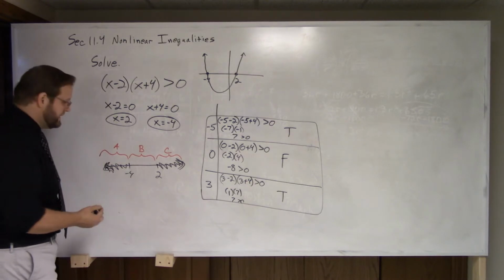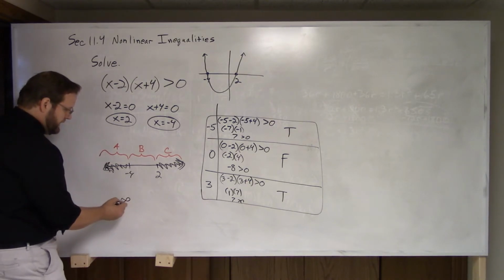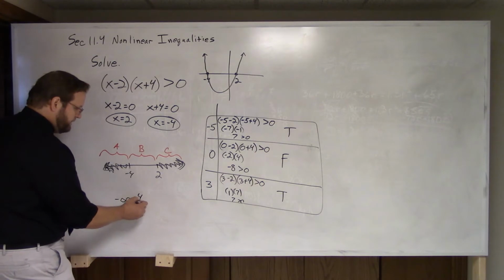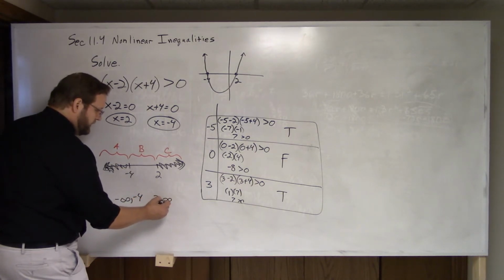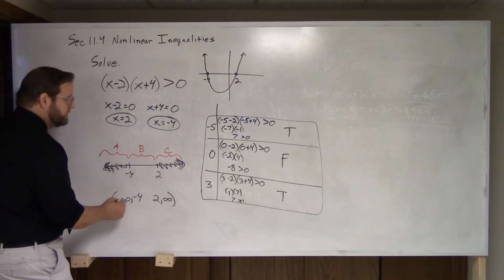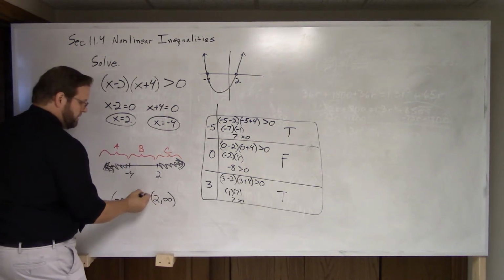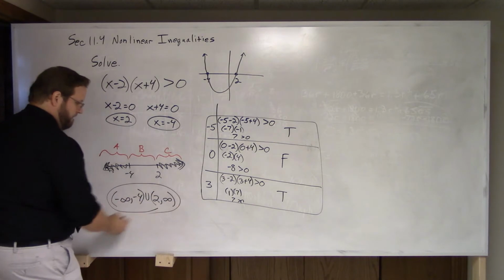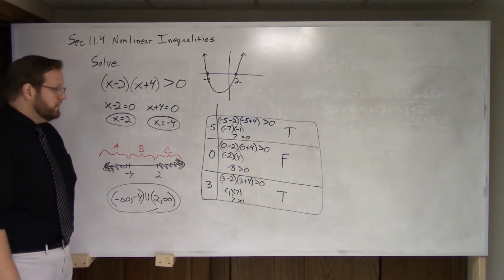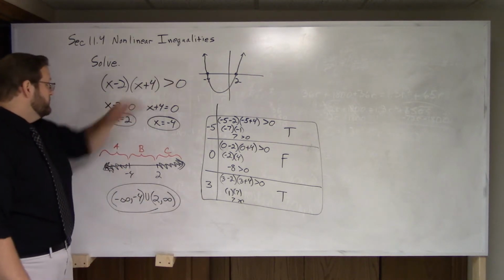So my final answer is negative infinity to negative 4, and 2 to infinity. Always parentheses here, and since we're not looking for equal to, we have parentheses here. And that's it. Okay? Now, look at that in the two-dimensional space.